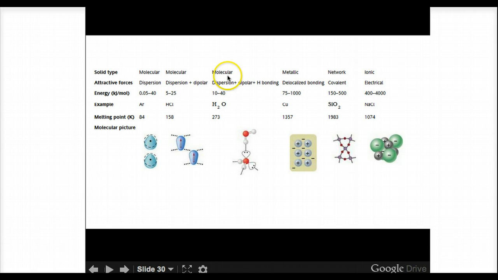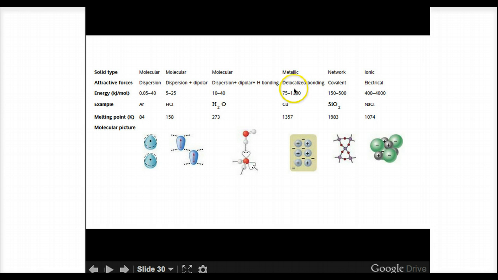Then we have H bonding, but you notice they put dispersion, dipolar, and H bonding because you can't have one without the other. If you have H bonding, you're still polar, and you also have a cloud of electrons, so you have LDFs. And this is 10 to 40. Water is an example, and look at 273. So the boiling points increase as you add the other attractive forces. And as I talked about before, it's not just one or the other. It's a cumulative effect of all of them.